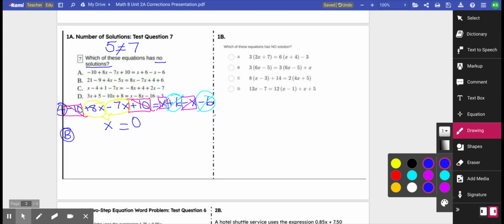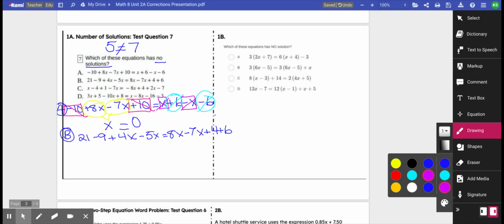Here's B. So we have 21 minus 9 plus 4x minus 5x equals 8x minus 7x plus 4 plus 6. So I'm going over to the other one. You guys should have enough room on your paper to be able to write this. If you need to, write on a scratch piece of paper. It's just hard for me to try to fit it all on this slide. So same thing, we're going to combine like terms.